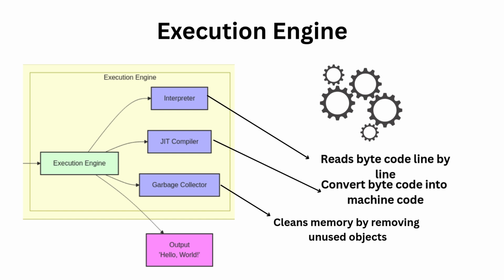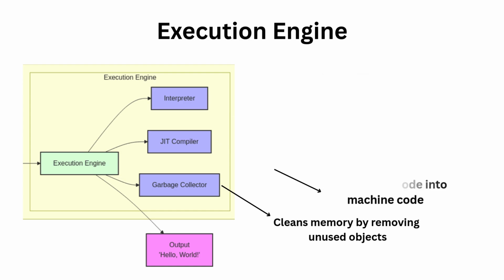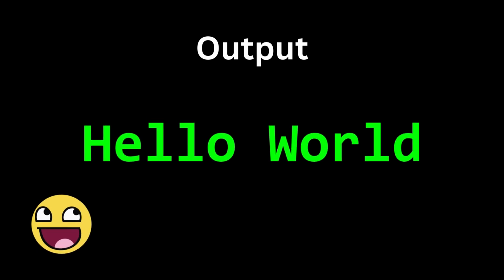The JIT compiler speeds things up by turning bytecode into machine code for repeated tasks. The garbage collector cleans up memory by tossing out stuff we don't need anymore. Finally, the execution engine finishes, and we get our output, like "Hello World" on the screen. This is the moment your code comes to life.